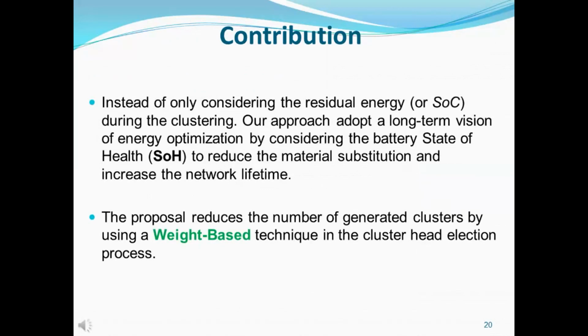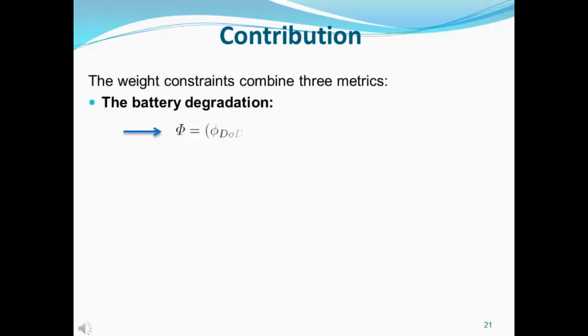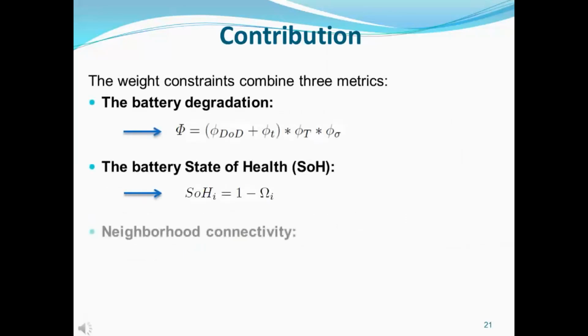The proposal reduces the number of generated clusters by using a weight-based technique in the cluster head election process. The weight constraint combines 3 metrics: the battery degradation, the battery state of health, and the neighborhood connectivity. With such an approach, nodes that will endure considerable battery degradation will not be granted as a cluster head, to preserve their durability, which increases the network lifetime in the long term.